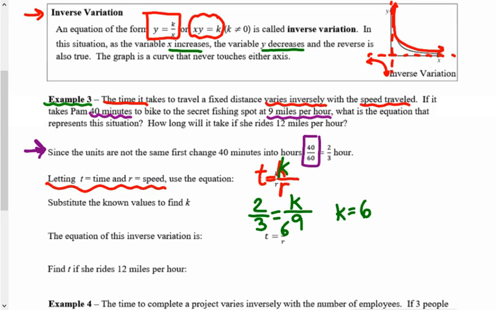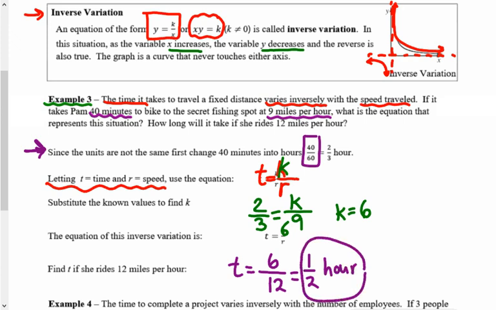Now I need to find how long it will take if she rides at 12 miles per hour. So I'm looking for the time when the rate is equal to 12, and I have 6/12 or a half. I want to give units with that, and that was a half an hour. Now, if this were a multiple choice and a half an hour weren't there, instead it might have said 30 minutes. Just be sure you look at what your choices are. If you have the option of writing your own answer, they're both the same thing, so it really doesn't matter.